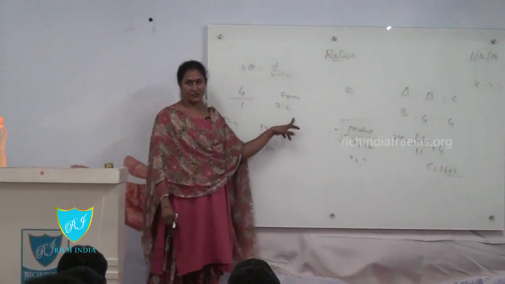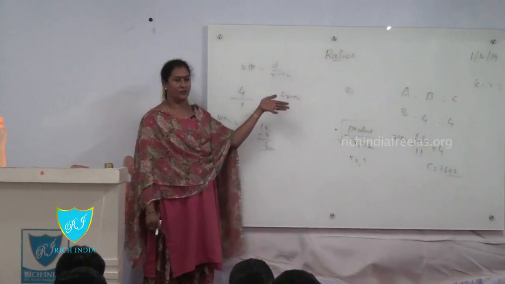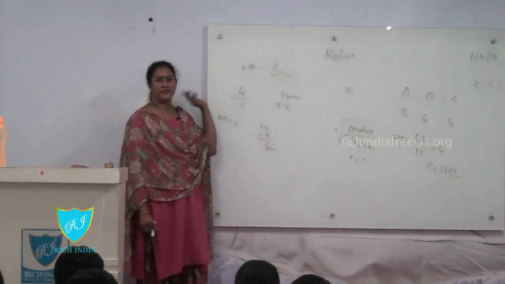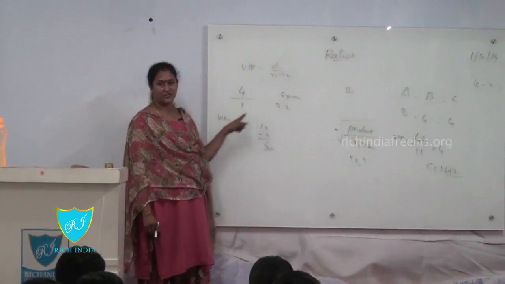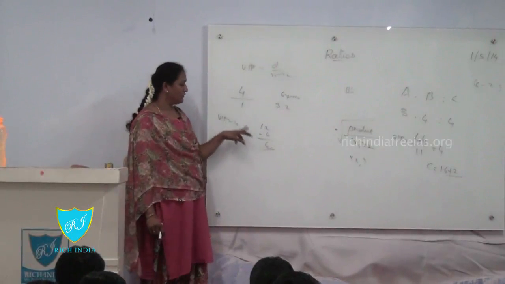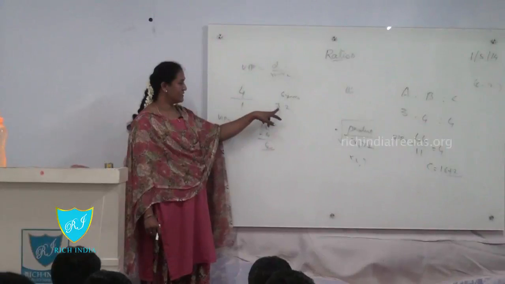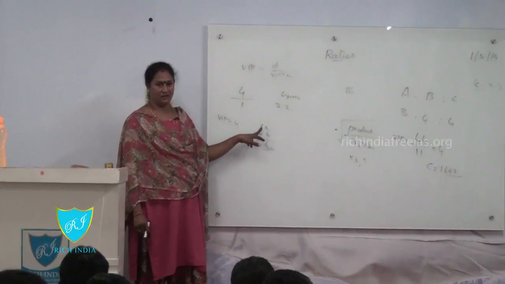After 6 years we altered the ratio sum. So after 6 years the difference is 4. The difference is 4, divided by the difference in ratio, 3 minus 2, which is 1. The value of one part is 4. So the person's age after 6 years is 4 into 3, 12.